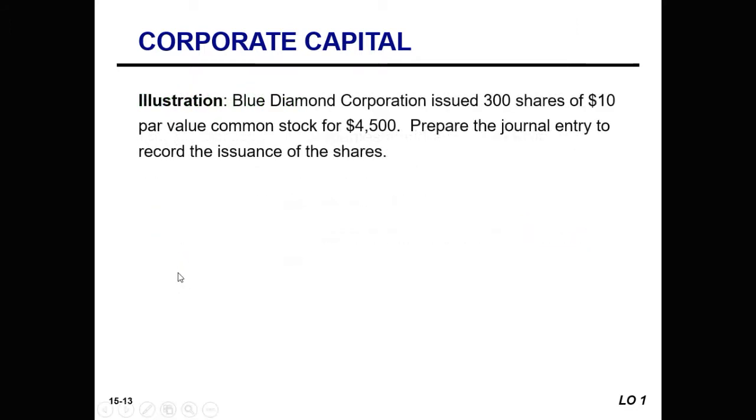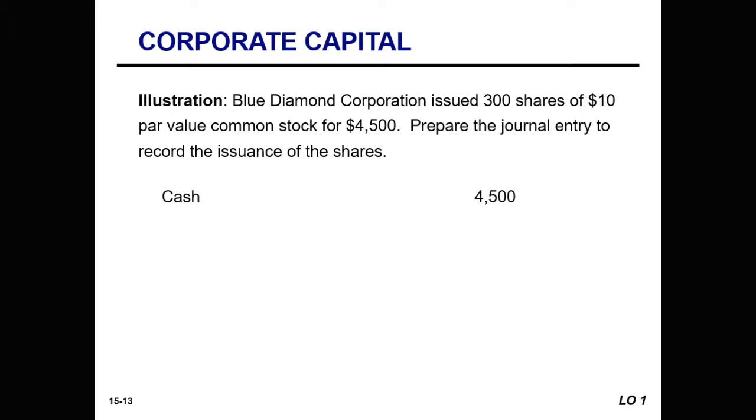So let's look at Blue Diamond Corporation. They issued 300 shares of $10 par value common stock for $4,500. They want us to prepare the journal entry to record the issuance of the shares. The first element that we are absolutely aware of is that we received, or are increasing, our cash by $4,500.